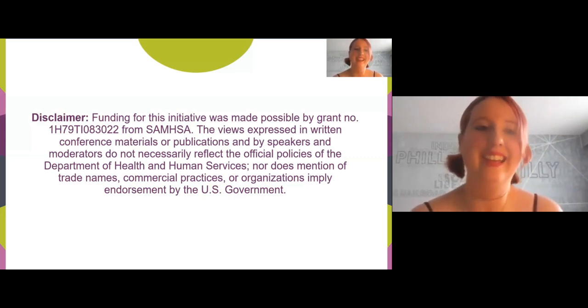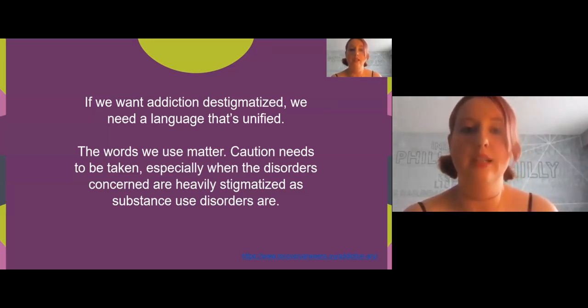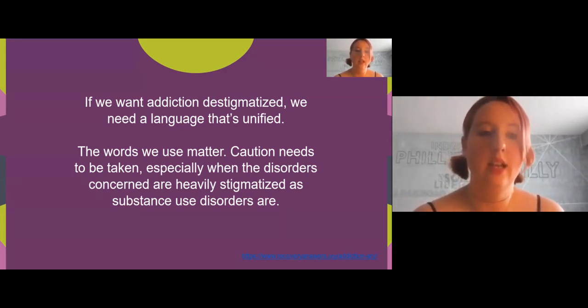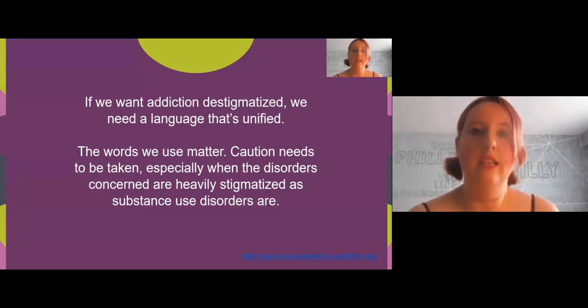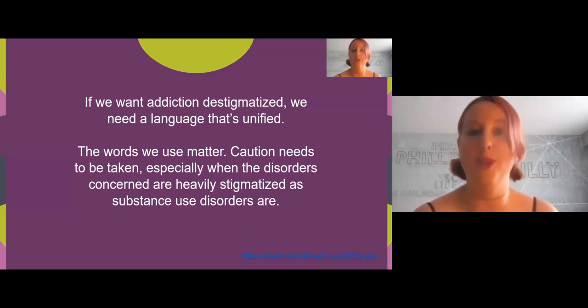Next slide. All right. And so we want to acknowledge the fact that language is incredibly important. And if we want addiction destigmatized, we need language that is unified, and making sure that we are cognizant of that fact and leading with kindness and empathy with the individuals that we're serving in our respective areas. So making sure that caution is taken, especially when the disorders we're talking about are so heavily stigmatized, such as mental health, substance use disorders, and so on.